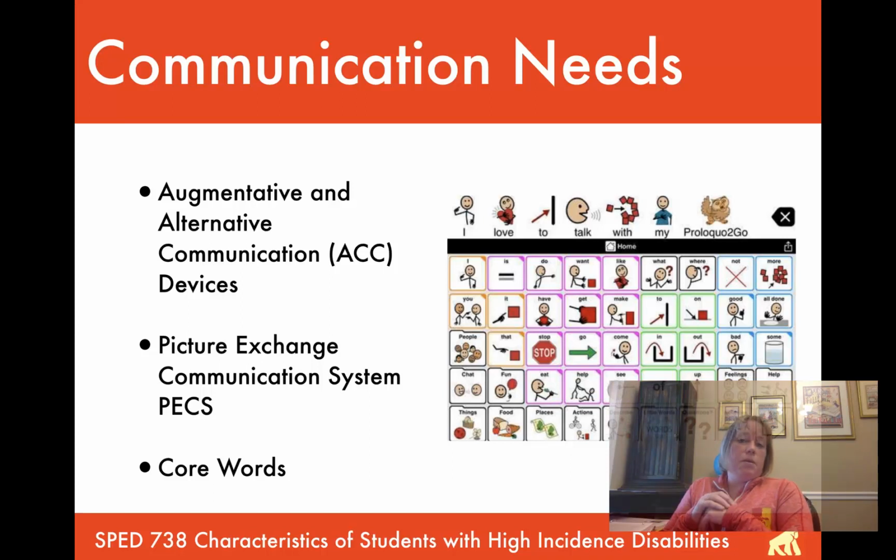Same with augmentative communication devices. You can use eye gaze to manipulate these devices. They can do it manually with their fingers. However that works for them to be able to communicate. One of the things that augmentative communication devices are built on is this concept of core words. And core words are words that most of our vocabulary comes from. There's been a lot of research on core words, and it's a really effective way to develop a communication system for students with multiple disabilities. So Josie uses Proloquo2Go, which is a communication device on an iPad.